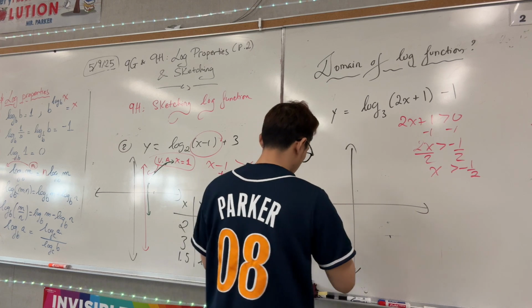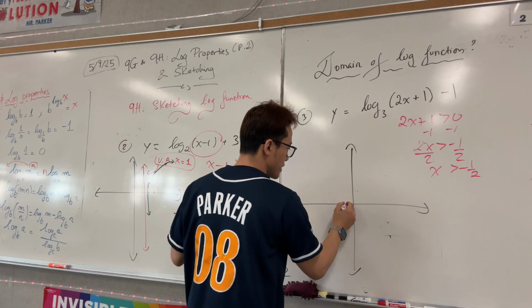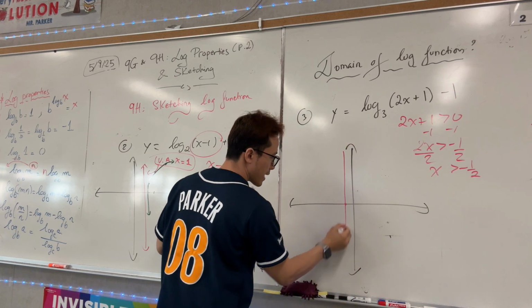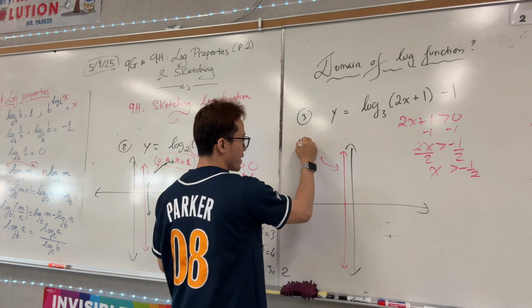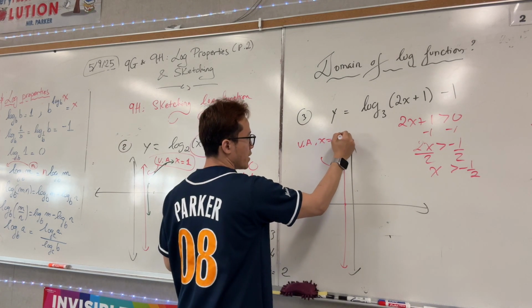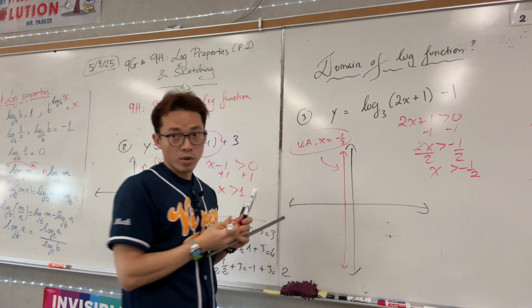Hold on. Let me wrap this one. So negative 1/2. Let's say this is negative 1/2. That is your VA. Okay, VA x equal to negative 1/2 or negative 0.5.